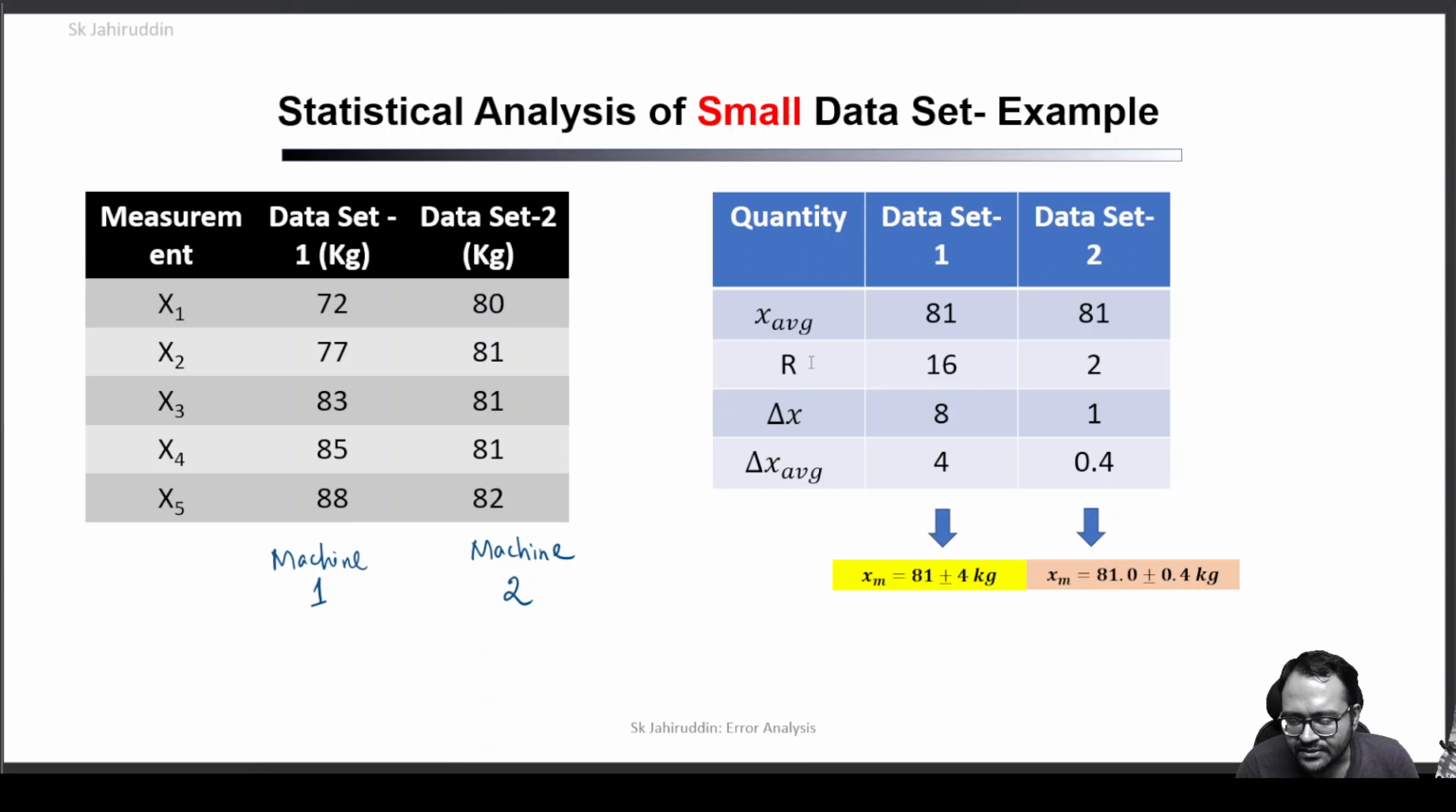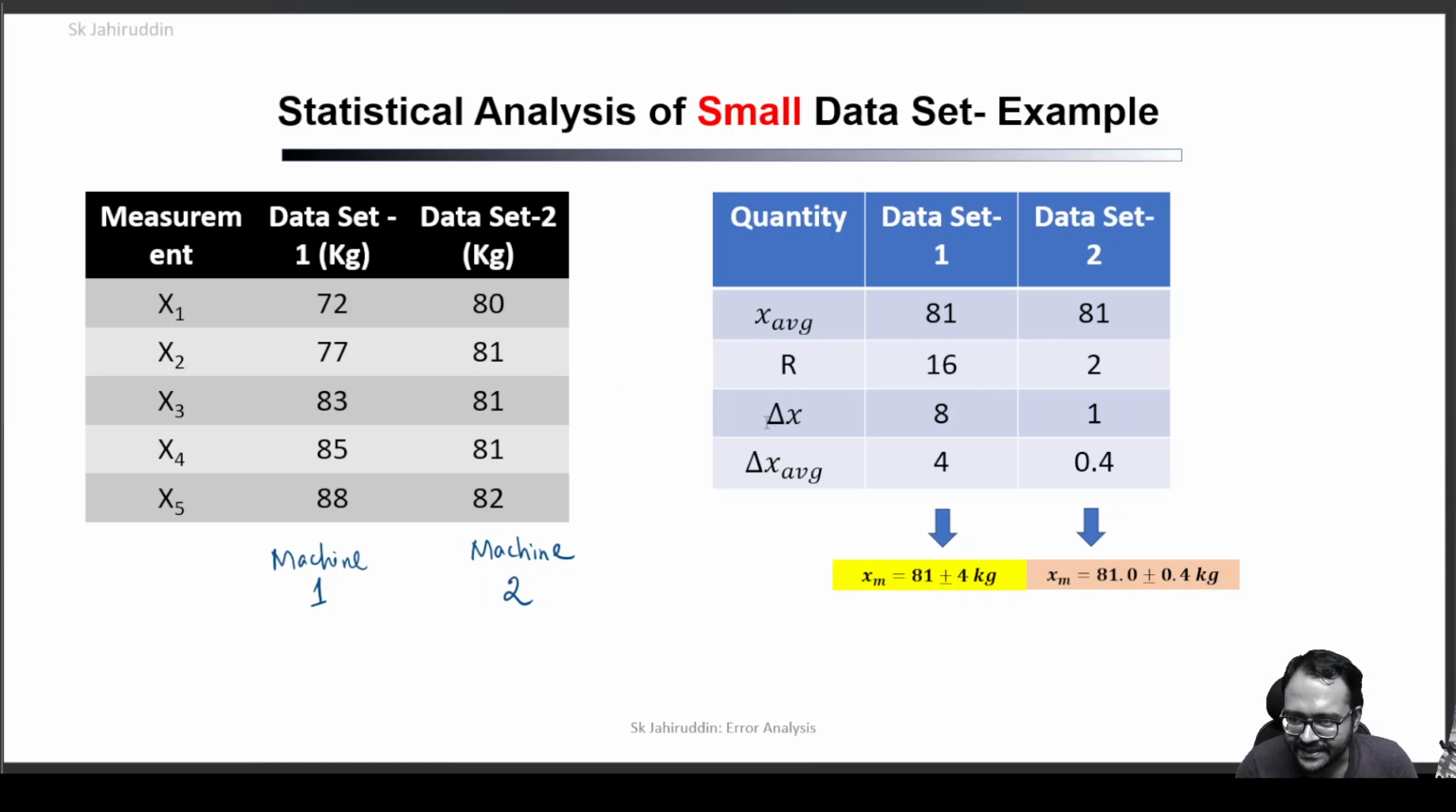The range for data set 1 is 16. 88 is the highest data we got, 72 is the lowest, so the range is 16. And here the range is 2, 80 and 82. So this data is more accurate, right? Definitely, more accuracy is there. This machine is not good. This machine is wrong. This machine is kaput, it is broken.